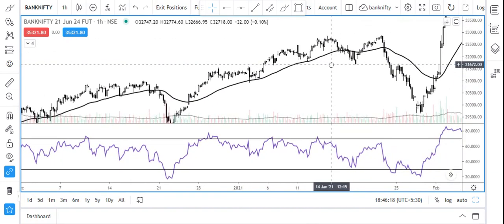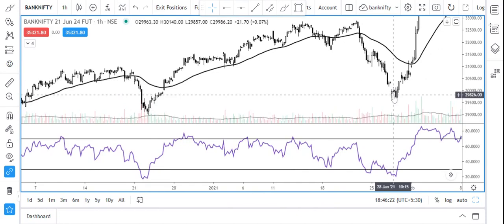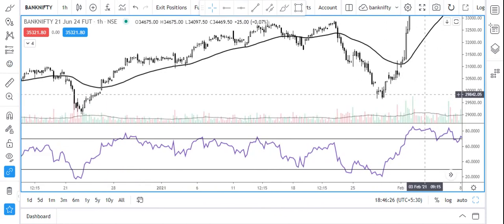So this can be another strategy for positional trading if you like, and just try it out first before directly applying it. And yes, that's it for the video.